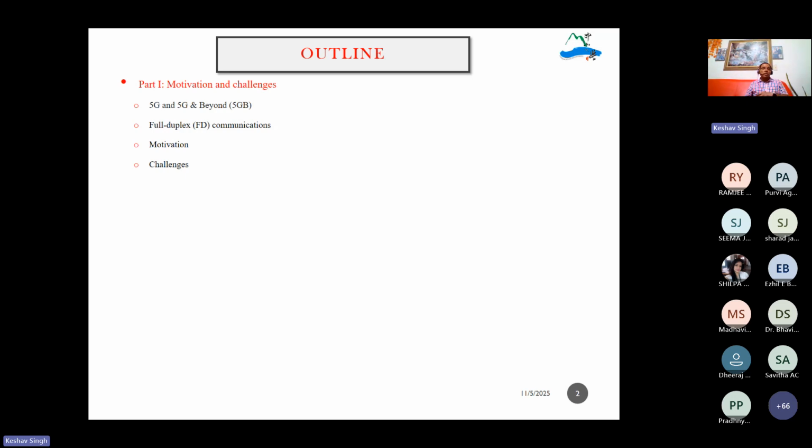So here we have 5G or 5G beyond. The major requirements of mobile data traffic are energy efficiency and other requirements like low latency. All these requirements motivate us to move to new technology. One of those is full duplex communications.